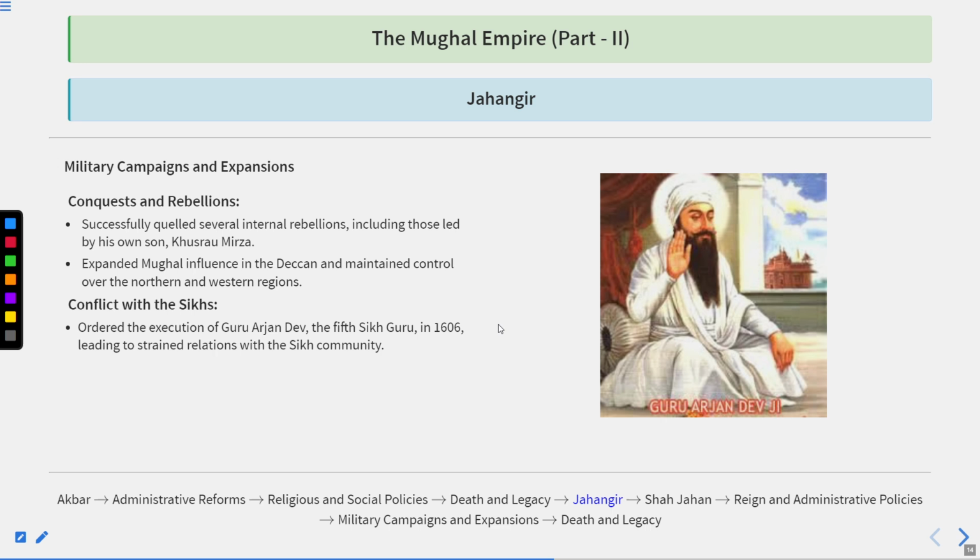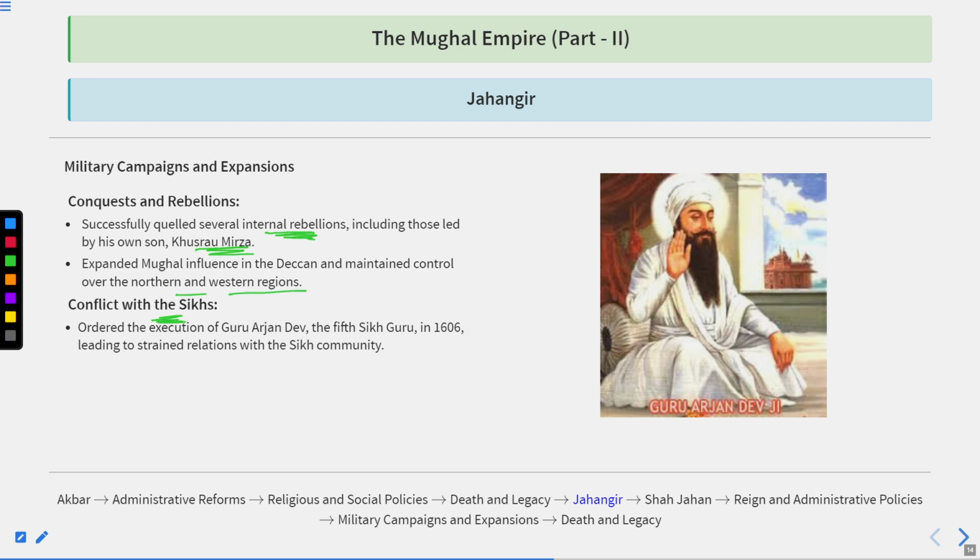Next, some military campaigns and expansion of Jahangir. Conquest and rebellion: he successfully quelled several internal rebellions, including those led by his son Khusro Mirza. So basically, in 1606, his son attacked Jahangir as he wanted to capture the complete empire. So he basically defeated his son. He expanded Mughal influence in the Deccan and maintained control over the northern and western regions.